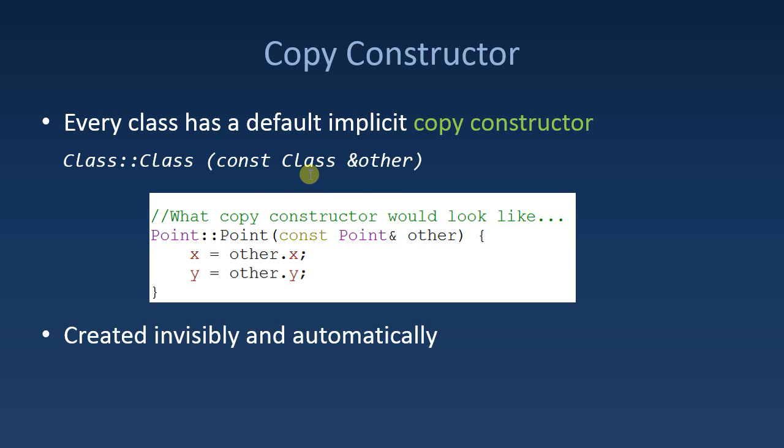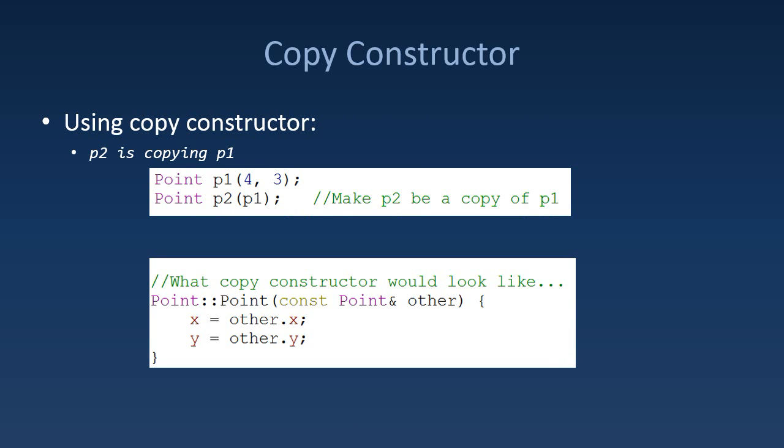So for a point class, the copy constructor might look like, hey, I make a point, I take in another point reference, and I just copy from that other one's x to our x, other one's y to our new point's y. We don't actually have to write this. This is created automatically and invisibly for us. And it's why I can use an initialization list for a constructor. I can say something like, hey, initialize this point to be this other point. Well, what's wrong with that is this isn't always going to do what we want.